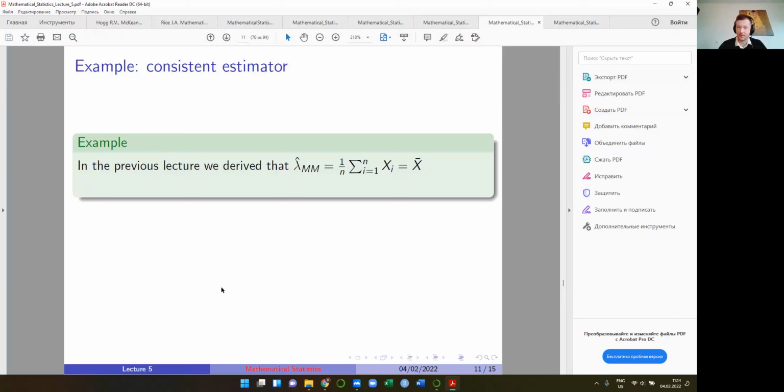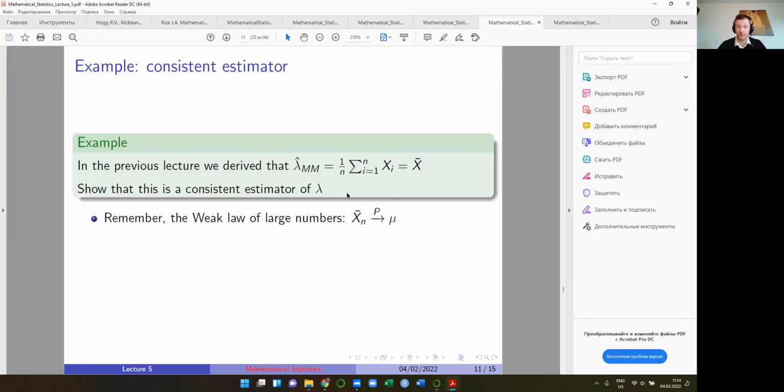So let's see this. So we know the method of moments estimator for lambda. This is just a sample mean. And now we want to show that this is a consistent estimator for lambda.